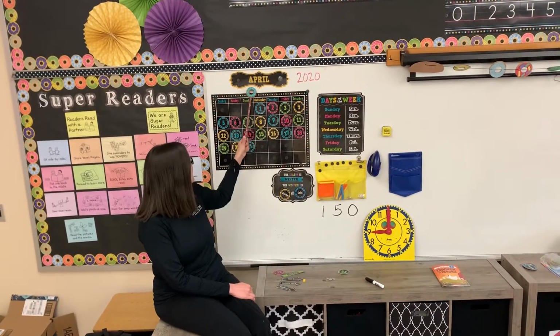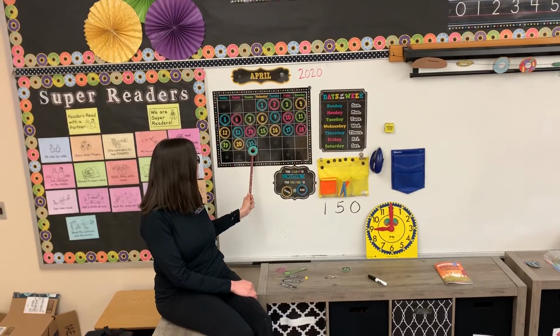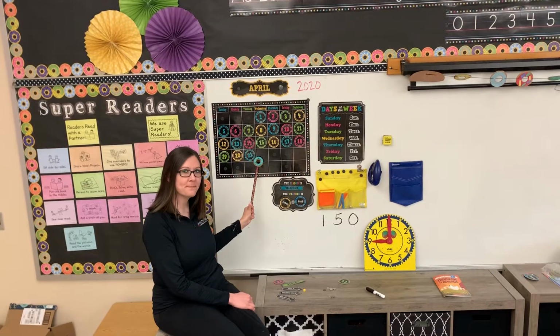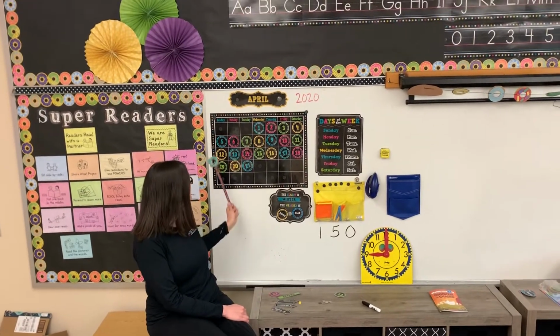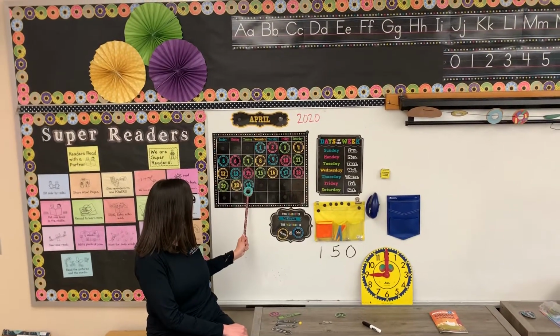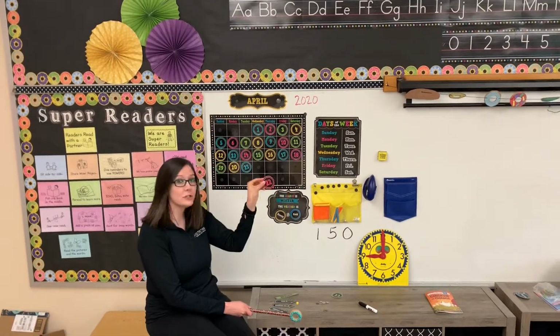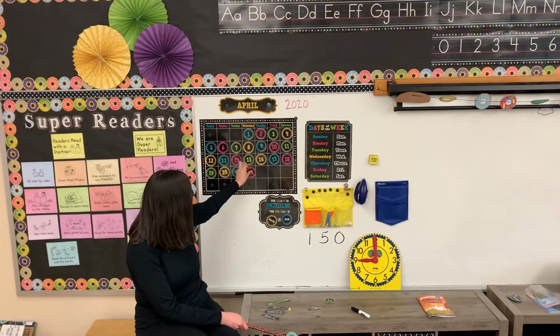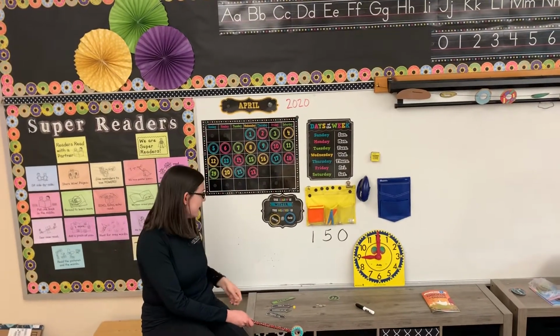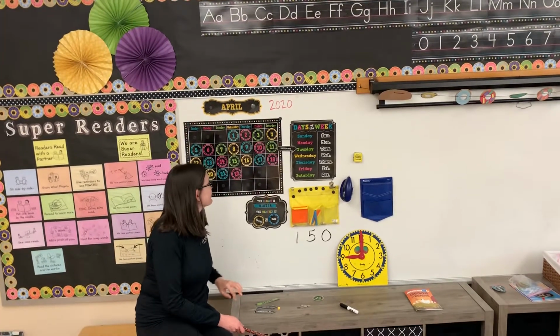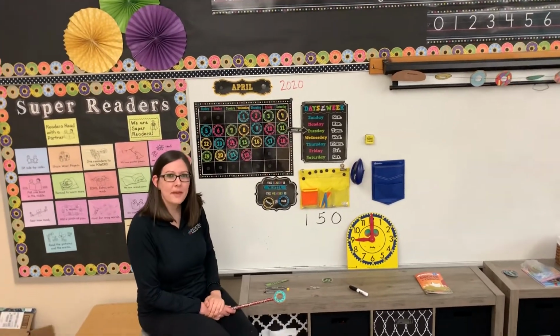Yesterday's date was April 21. What does that mean today's date is? Can you say it? April 19, 20, 21. That's right. Today is April 22 or April 22nd. So I'll get that up there. And yesterday was Tuesday. What day of the week does that make today?